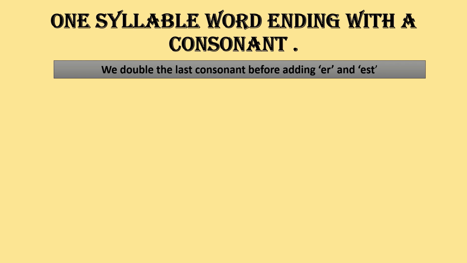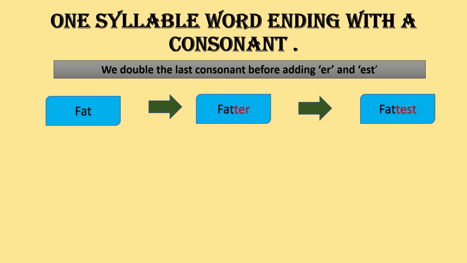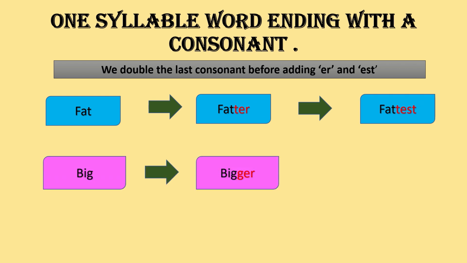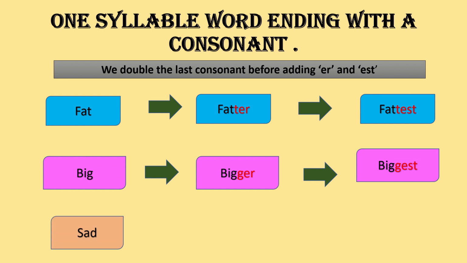And the next one is when a one-syllabled word ends with a consonant, you have to double the last letter before adding ER and EST. A syllable is a sound. For example, beautiful is a two-syllabled word, beauty and full. But the word fat has only one sound, so it's a one-syllabled word. So you have to double the last letter. Fat, fatter, fattest. Big, bigger, biggest. Sad, sadder, saddest.